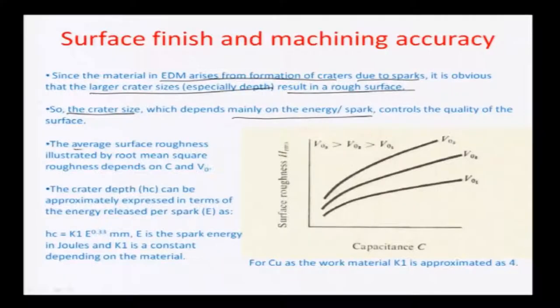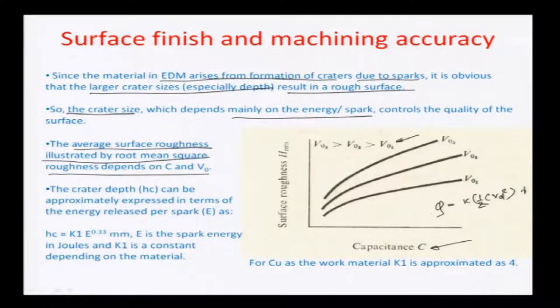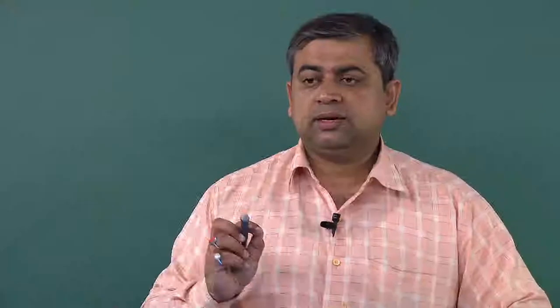The average roughness is illustrated by the root mean square roughness, and this mainly depends on two aspects: the capacitance and the operating voltage. We have already mentioned many times that the material removal rate is proportional to half CV_d squared and the frequency. So as one can see, if C is more, the material removal is more, meaning that half CV_d squared is the energy packet during one EDM spark. If half CV_d squared is more, the energy density delivered onto the material is much higher, and the crater size would be greater.